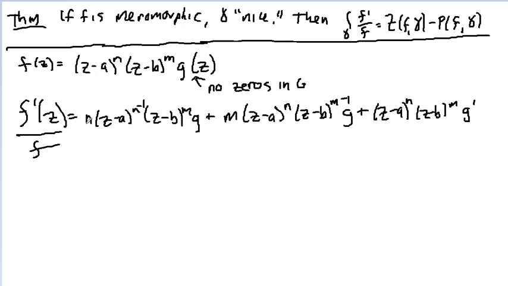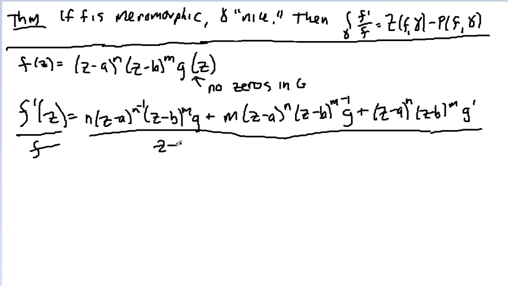I'm going to integrate f prime over f. So if I divide all this by z minus a to the n times z minus b to the m times g, I can cancel. So I've got 3 terms on the top. I can cancel. Let's see what's going to happen. That's going to cancel with that for the first term. That's going to cancel with that, and I'm going to be left with n divided by z minus a.